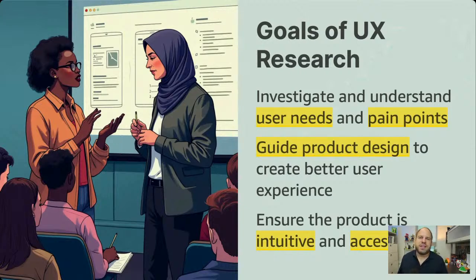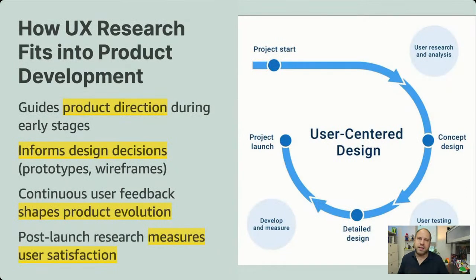Really excited to tell you then about how it fits into product development. UX research fits into product development because it plays a critical role throughout the entire process. In this schematic overview here, we can see that UX research is used at the project start as we're doing some research and analysis about the initial ideas. Sometimes we do stakeholder interviews right at the beginning. And early research helps define the product's direction by identifying the user needs and the market gaps.